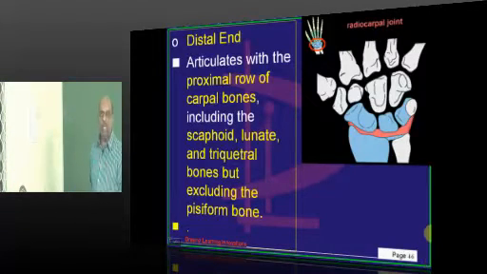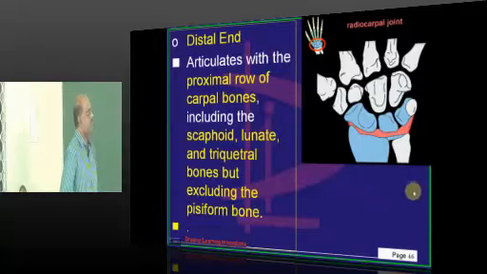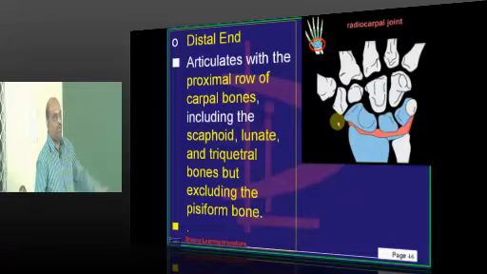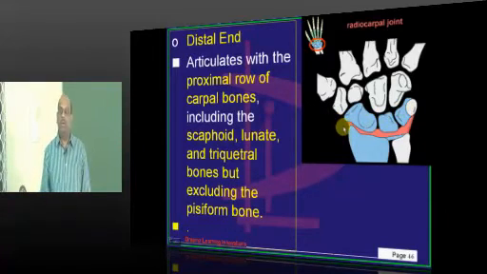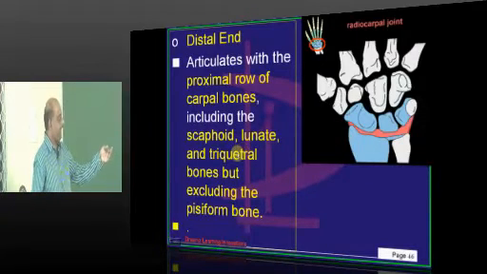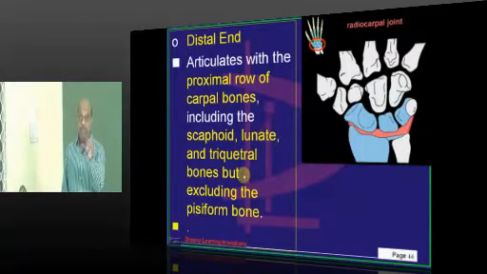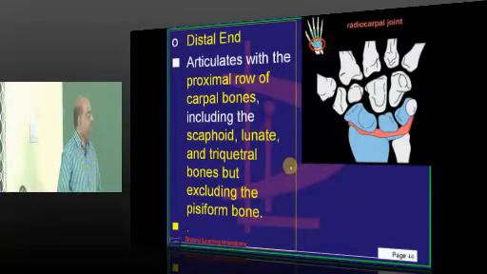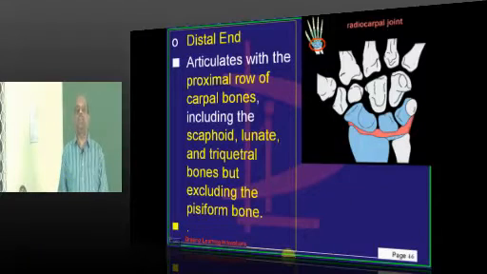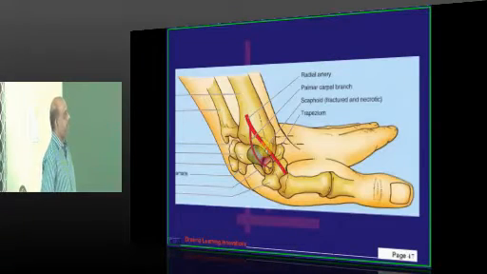Now coming to the distal end of the radius, the distal end of the radius will be ultimately articulating with the proximal row of bones. What are the various proximal row? Scaphoid, lunate, triquetral. But pisiform does not articulate with the lower end of the radius is what you have to basically remember.